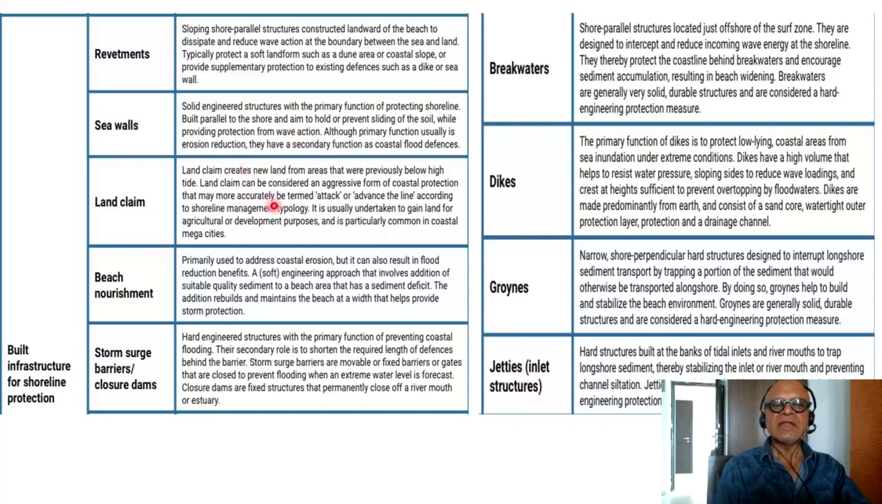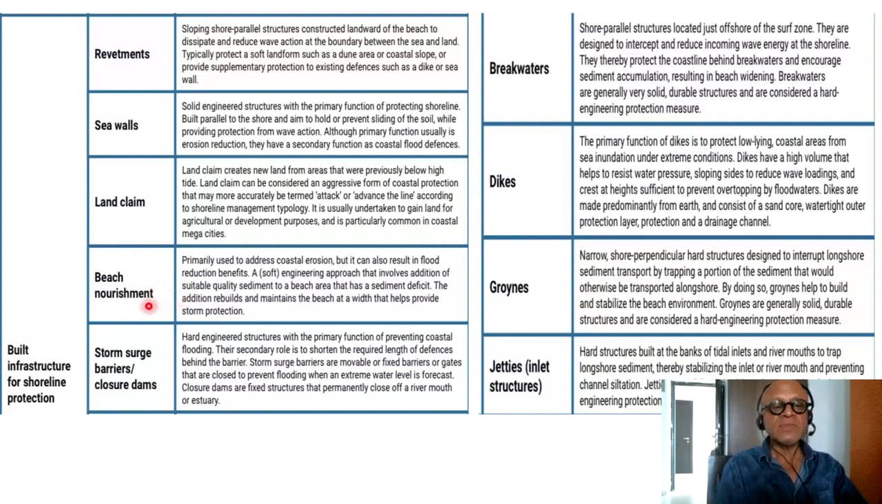Land claim creates new land from areas that were previously below high tide. Land claim can be considered an aggressive form of coastal protection that may be more accurately termed attack or advance the line according to shoreline management typology. So it's not very nature-based, natural, or maybe sustainable in the long term either.